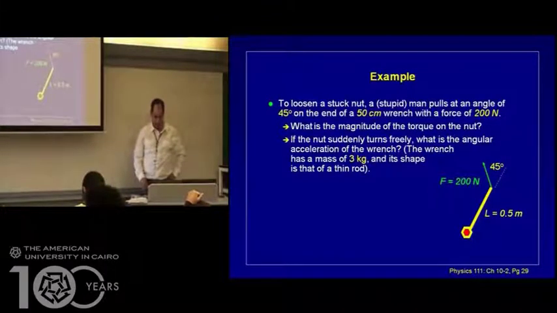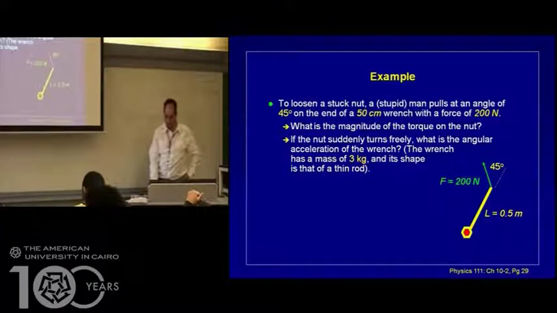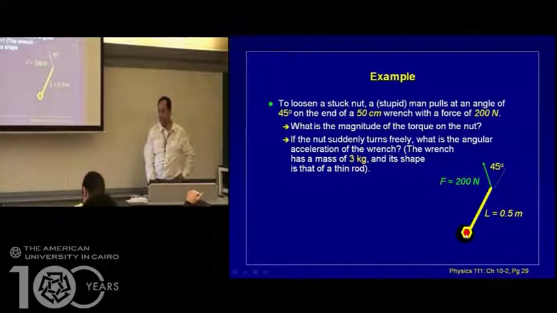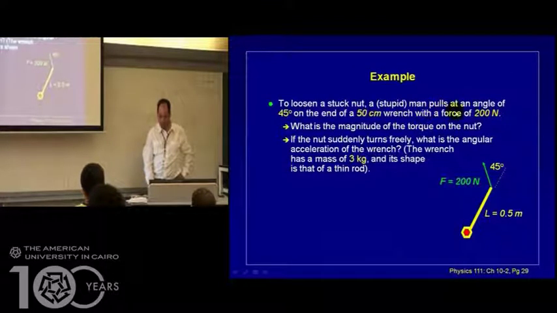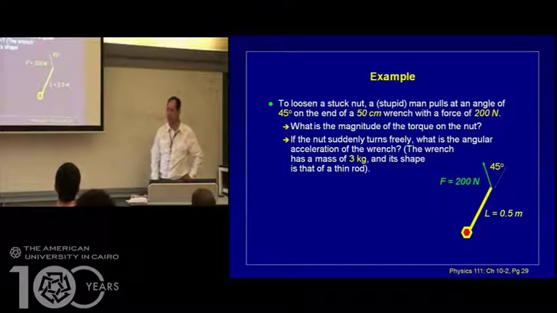Look at this problem here. We have a nut that's stuck and we cannot loosen it. So a man, not that smart, said that he will pull it at an angle of 45 degrees to try to loosen it. He puts a force equal to 200 Newton at a distance of 0.5 meter from that nut. What is the magnitude of the torque in that case?